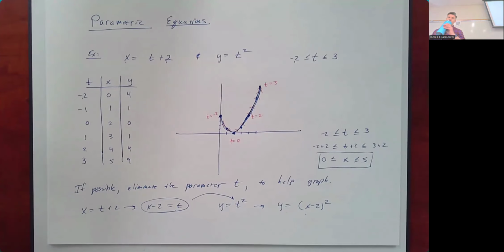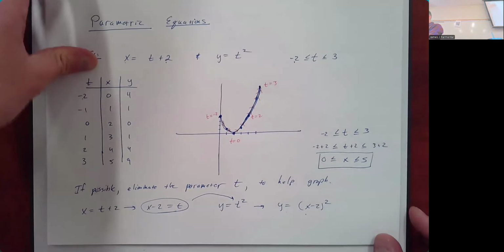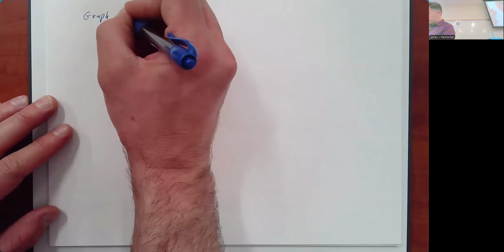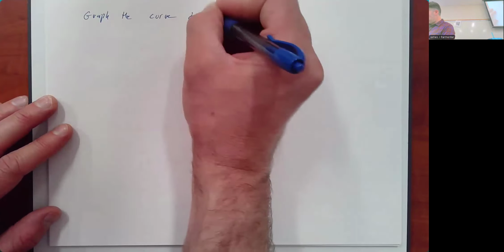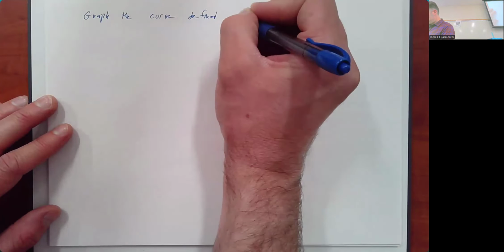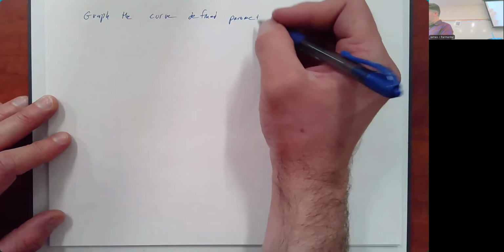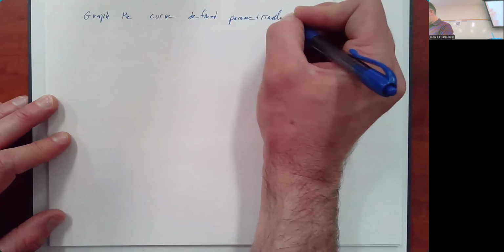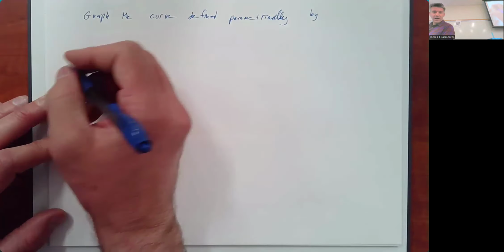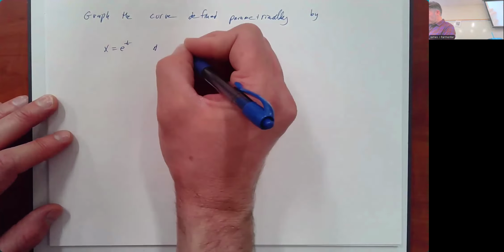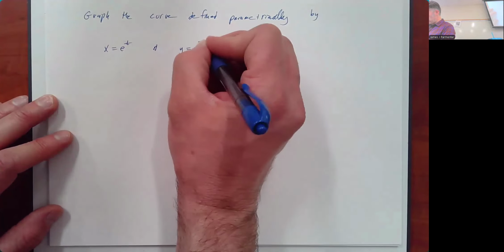Let's look at another example. Let's say we wanted to graph the curve defined parametrically by x equal to e to the t and y equal to e to the 3t.